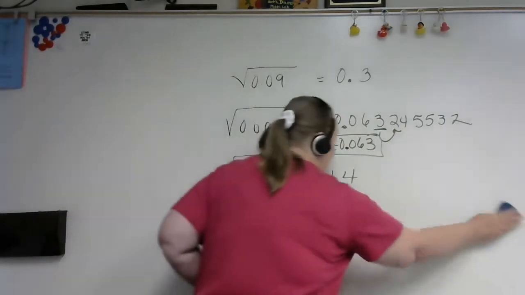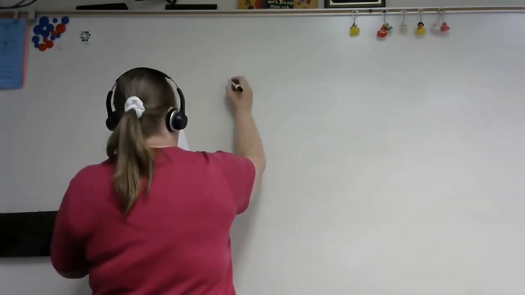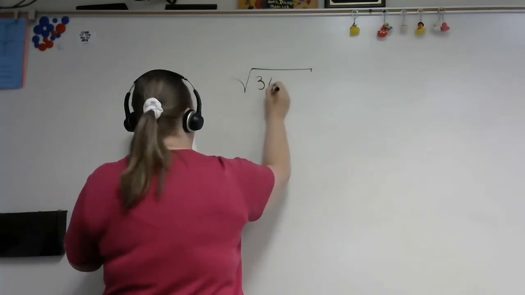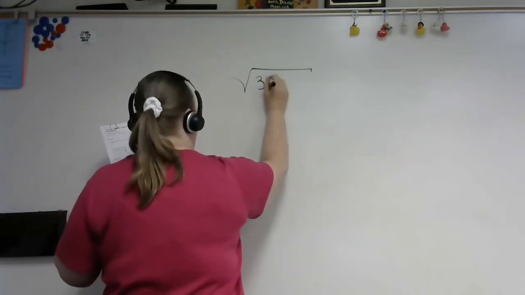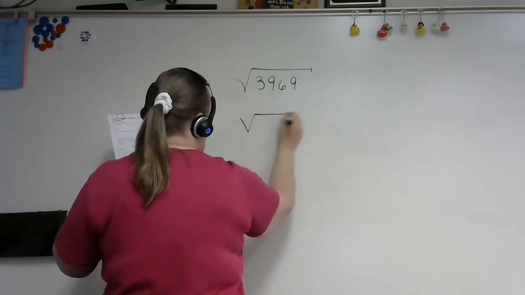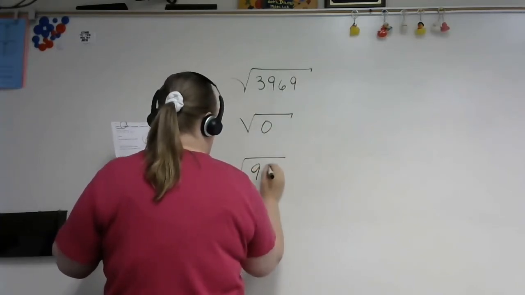Okay, let's look at 3 last problems. We took some square roots of very small numbers. Whoops. Let's take a square root of a very large number. The square root of 0, and the square root of 99.